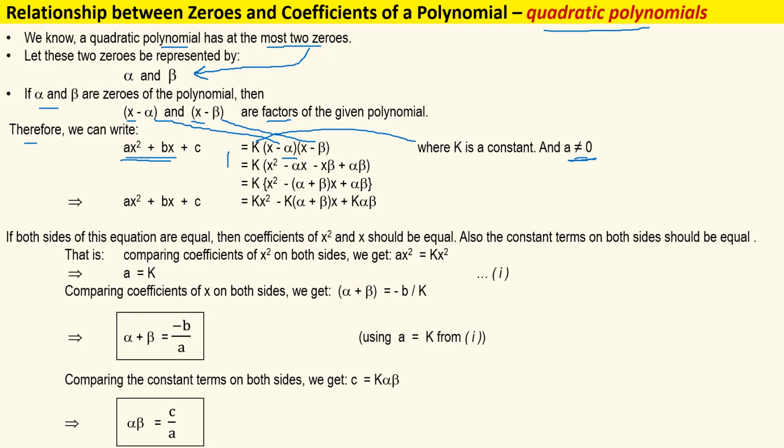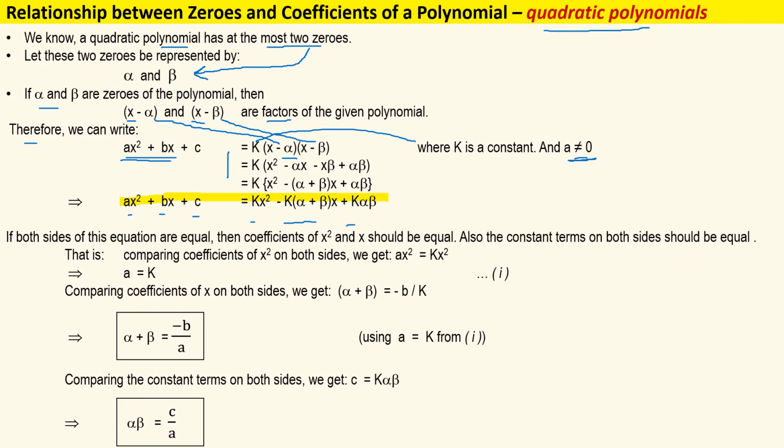Once we simplify the right hand side, we get ax square plus bx plus c is equal to k times x square minus k(alpha plus beta)x plus k alpha beta. Now let's compare different terms in this equation, or the coefficients of x square, coefficient of x, and the constant term on both sides of this equation.